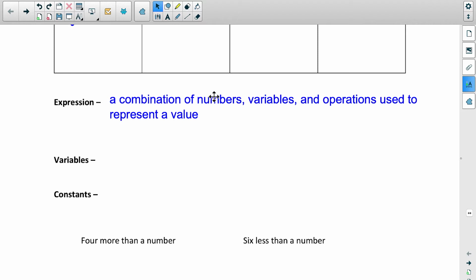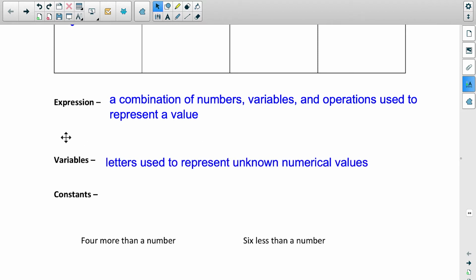So numbers, you know what numbers are. Variables, do you know what variables are? Variables are letters used to represent unknown numerical values, right? If you want to represent some amount, but you don't know the number, maybe not yet, and you're going to solve it or whatever, you're going to use a letter to represent it.